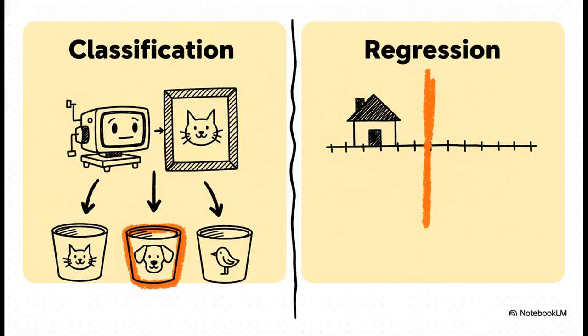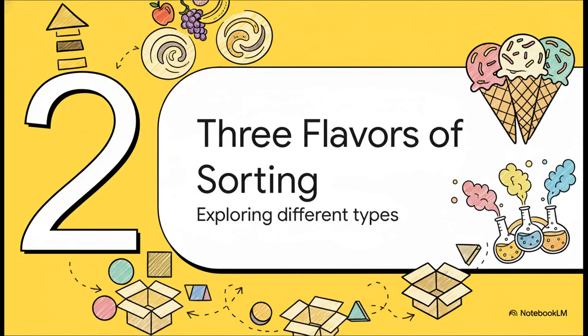That's the big difference. Okay, so we've got the basic idea down, but it turns out that not all sorting tasks are created equal. As the slide says, classification comes in a few different flavors. Let's start with the simplest one of all, binary classification. The name pretty much gives it away. Bi means two. This is a straightforward this or that choice between just two possible outcomes.